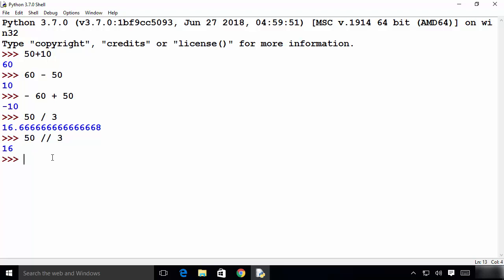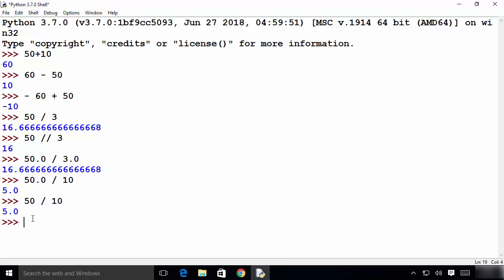Now it's also possible to divide two decimal values. Decimal values in Python and most of the other languages are called float values. So here, instead of 50, I can just write 50.0 divided by 3.0, which is also valid. Or I can write 50.0 divided by 10 and then press enter, which gives me 5.0. And when I write the integer, which is 50 divided by 10, it will also give me this value, which is 5.0.